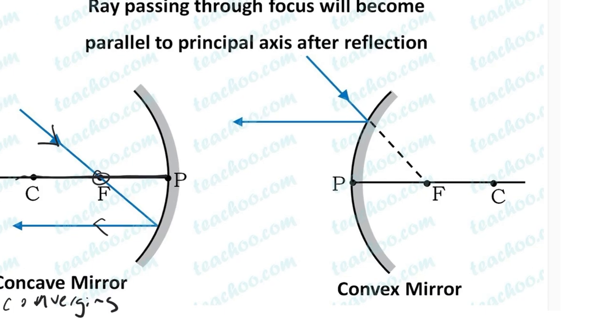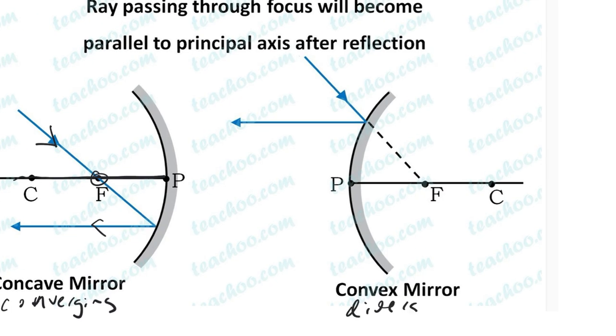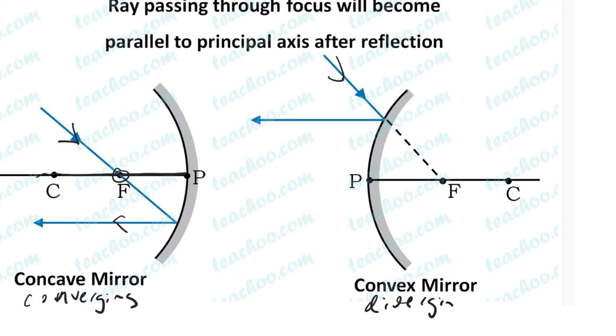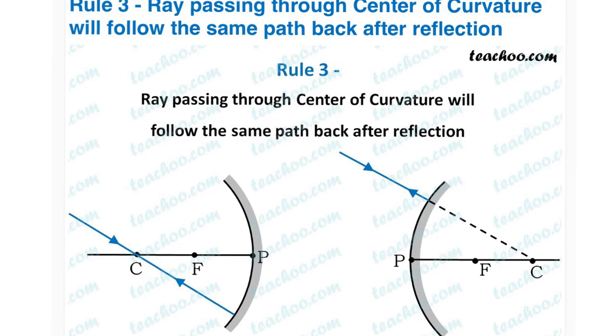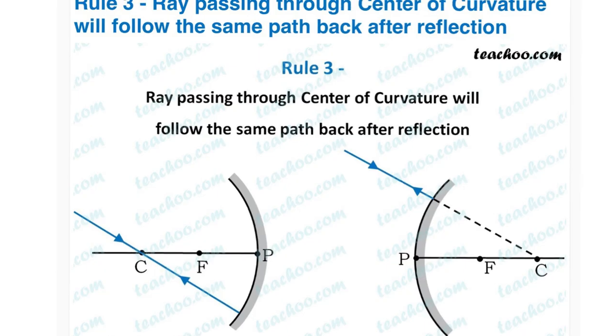Now for a diverging or a convex mirror, a ray that is heading towards the focal point, but it can't get there because the mirror is in the way, will reflect parallel to the principal axis. So the third ray rule is any ray passing through the curvature point will reflect back on itself.